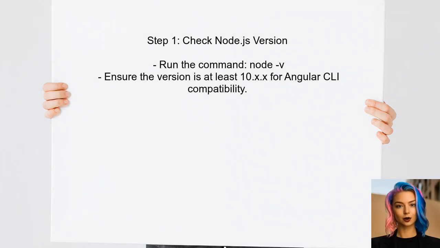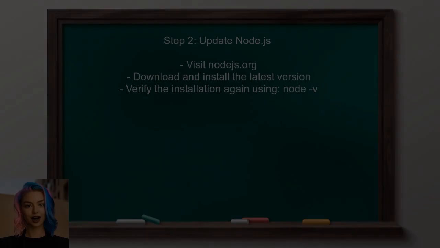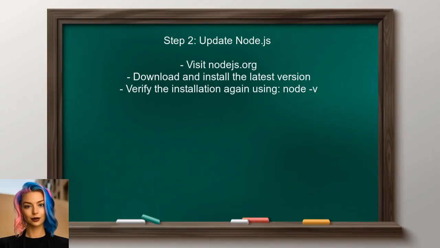To begin resolving the npm install error, the user should first check their Node.js version. It's important to ensure that they are using a compatible version for Angular CLI. If the Node.js version is outdated, the user needs to update it. They can download the latest version from the official Node.js website.